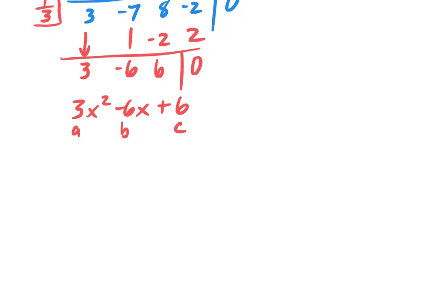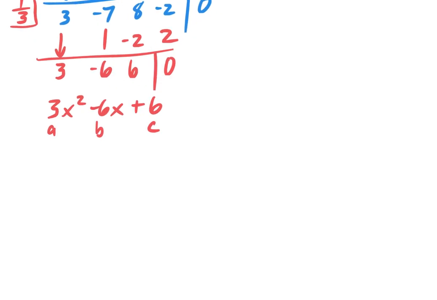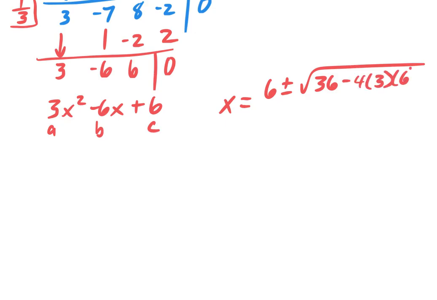Just like riding a bike, just jump on, let's do the quadratic formula, right? X equals the opposite of B. So the opposite of -6 would be +6. B squared, -6 squared would become 36. Minus 4 times 3 times 6 all over 2 times 3.